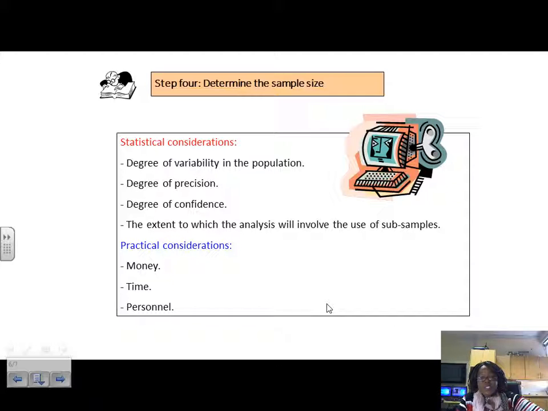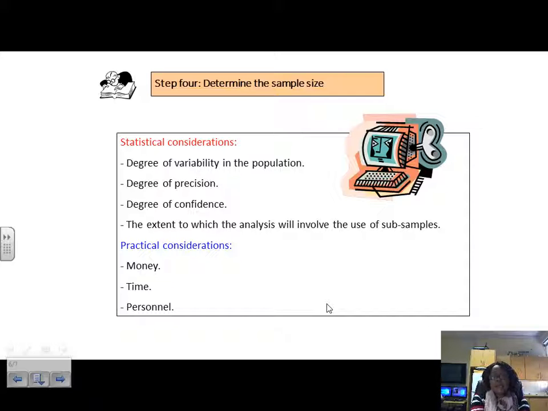The last consideration that you can make is to take practical considerations, especially with studies conducted by students, where you consider the amount of money proffered to you in terms of research funding from your institution, or the amount of time given by your study leader to complete the study, or the number of field workers or personnel that you have to assist you with the field work process. So all these aspects need to be looked into before you determine the correct sample size.